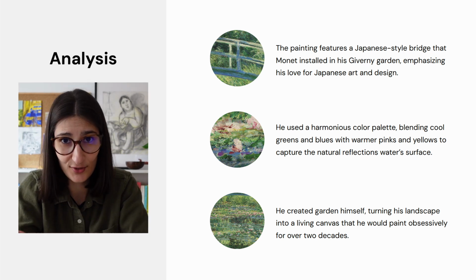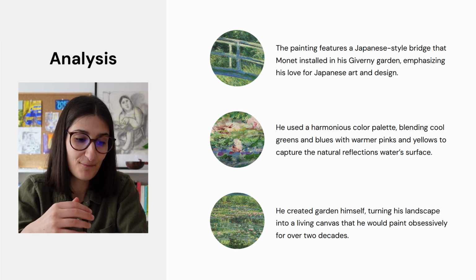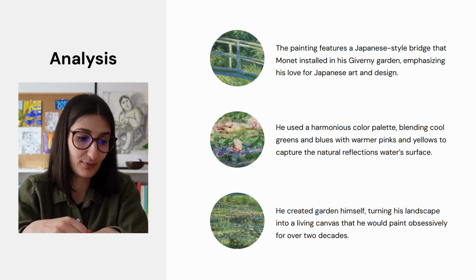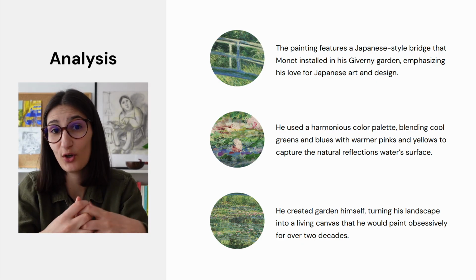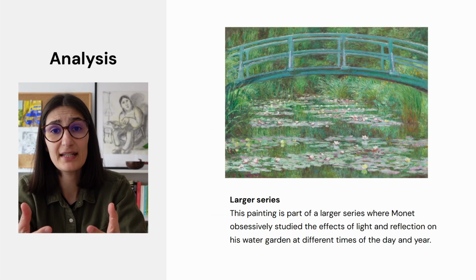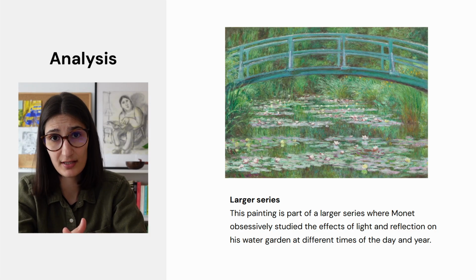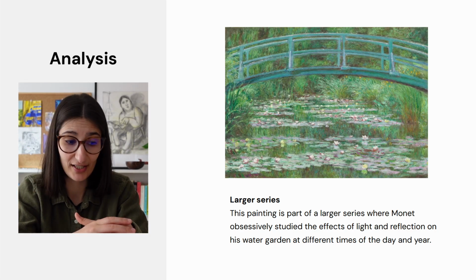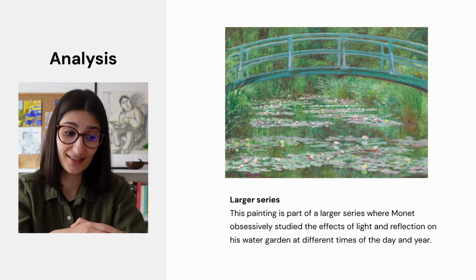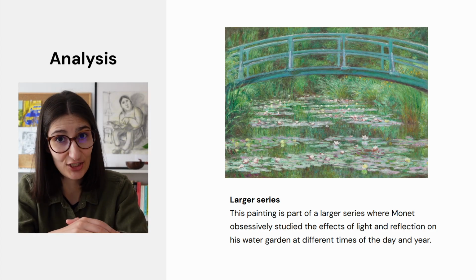Of course, he had gardeners working there all the time, and he turned his landscape into a living canvas that he would paint obsessively for over 2 decades. The painting is part of a larger series where Monet obsessively studied the effect of light and reflection on his water garden at different times of day and year.